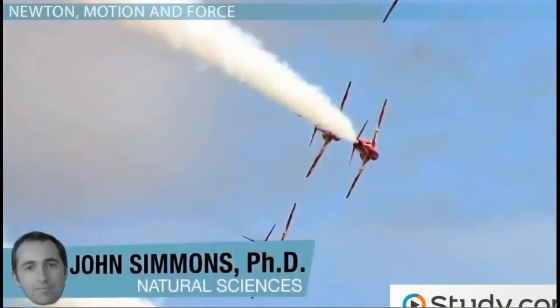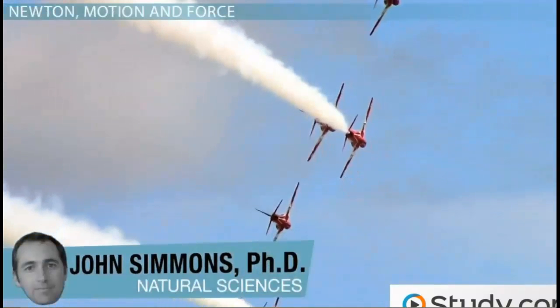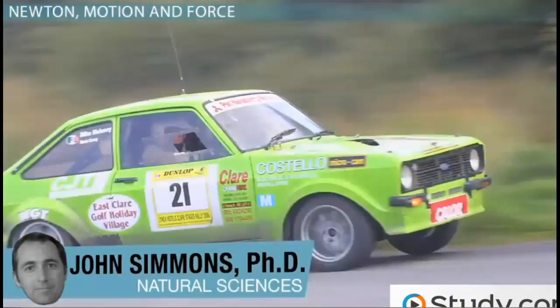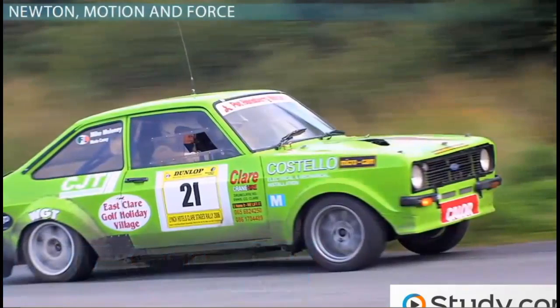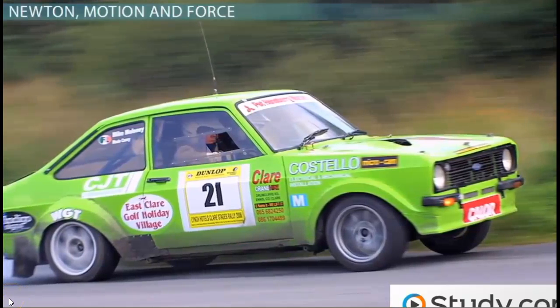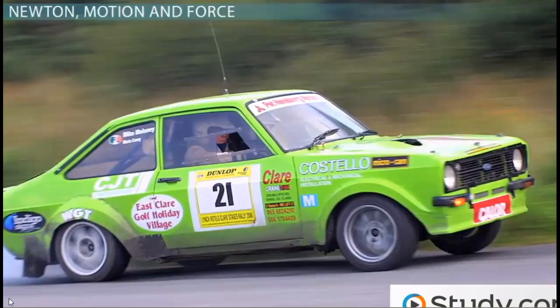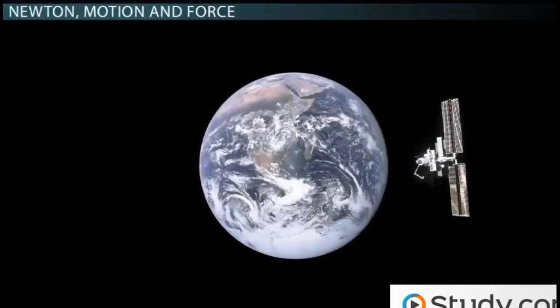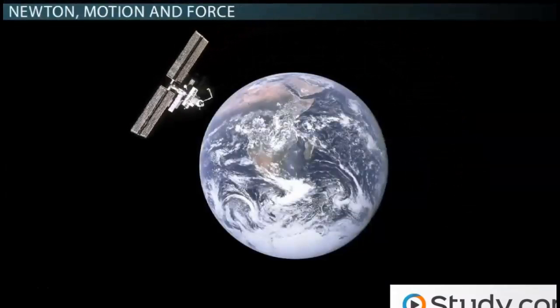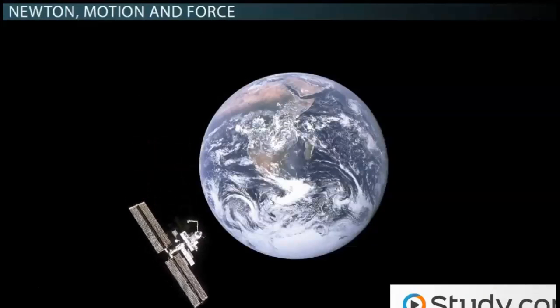It is easy to recognize an object in motion and an object at rest. Supersonic jets, race cars, and even my minivan can be objects in motion or at rest. What keeps an object at rest or in motion? What causes an object at rest to move? Furthermore, what causes an object in motion to stop?